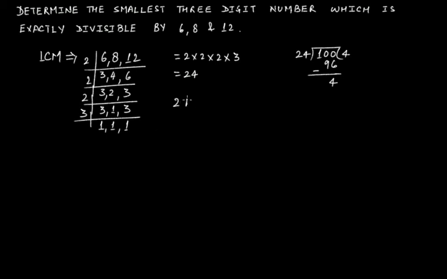Since 120 is greater than 100, 120 is the smallest three-digit number that will be divisible by 24. So 24 times 5 will give you 120, and 120 is the smallest three-digit number that will be divisible by 24.